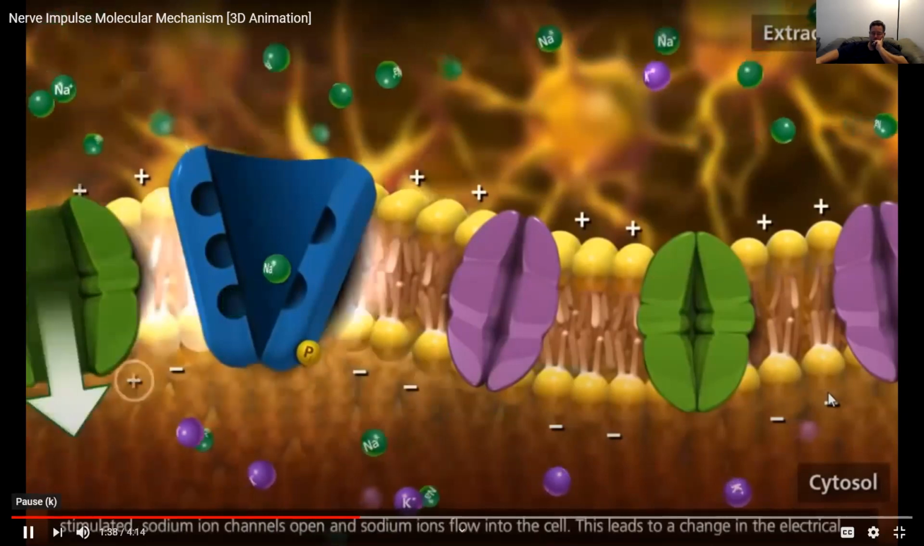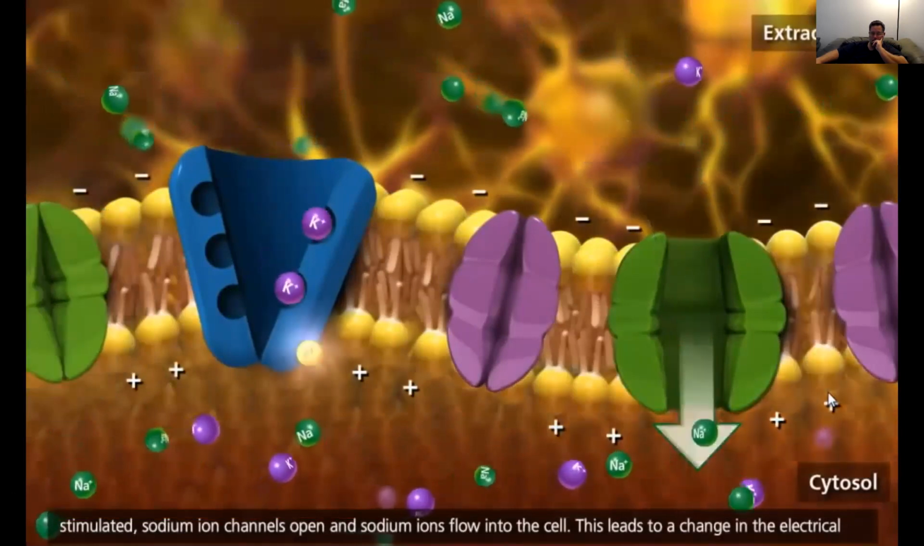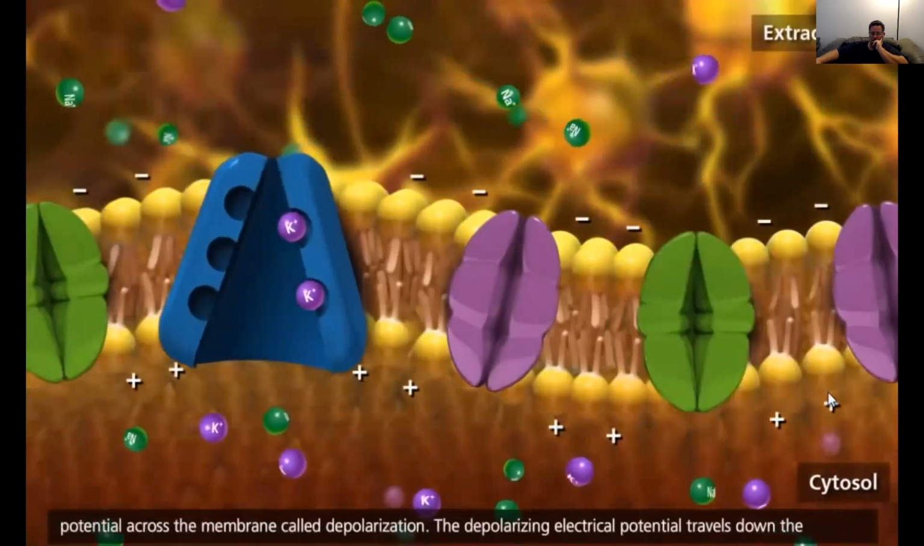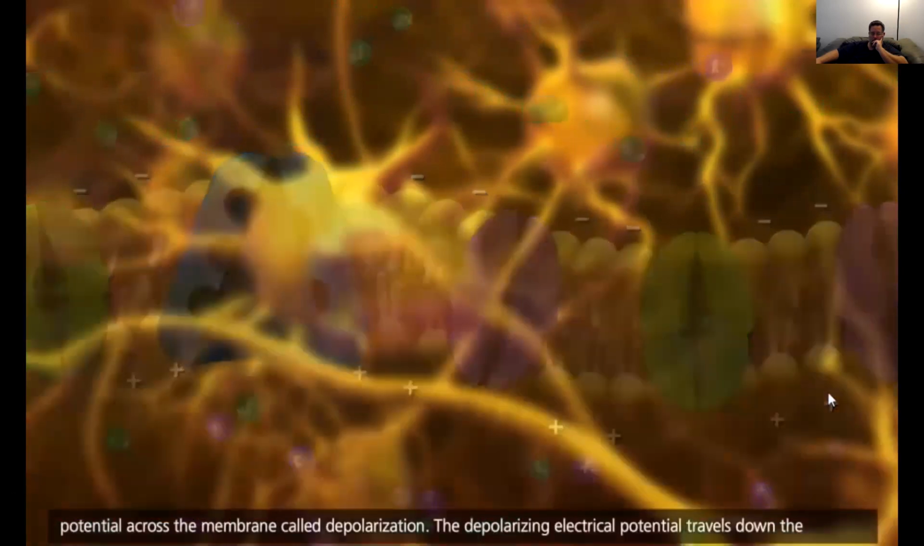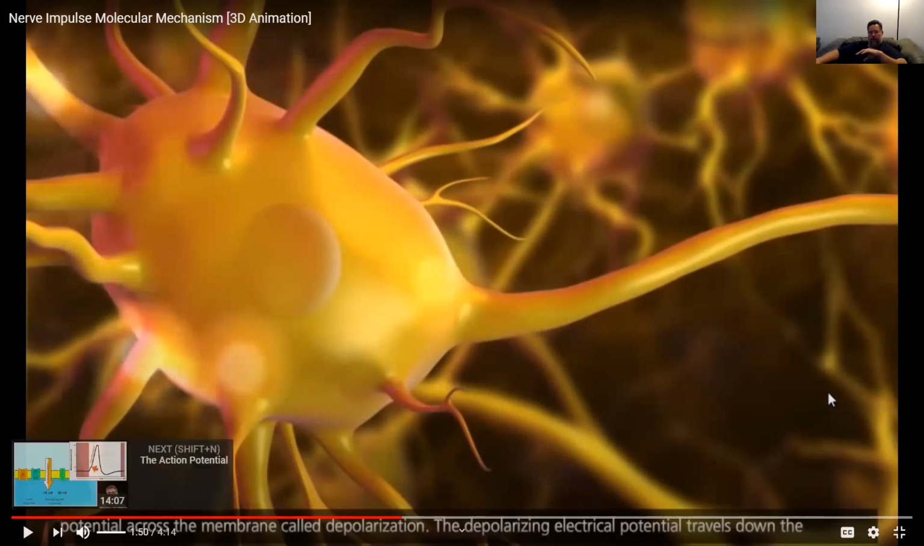When a neuron is stimulated, sodium ion channels open and sodium ions flow into the cell. This leads to a change in the electrical potential across the membrane called depolarization. So the sodium flowing in causes depolarization. It might be initially started in the cell body, but the axon hillock is the trigger zone where the action potential will either happen or not, and then travel down the rest of the axon. And that's the depolarization. It's actually called the graded potential when it's in the cell body. And that will be described in a future lecture.